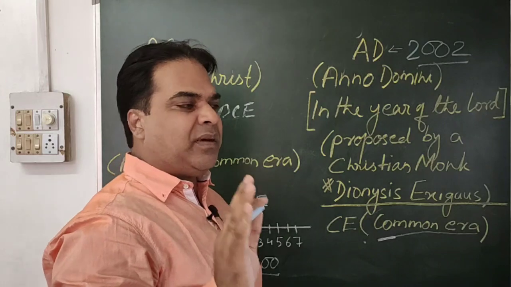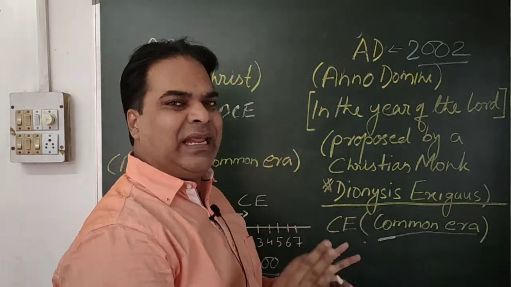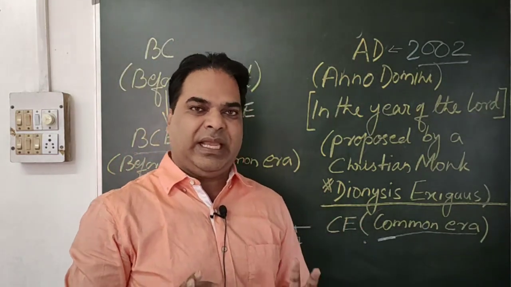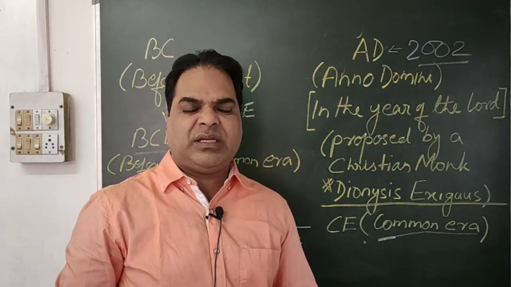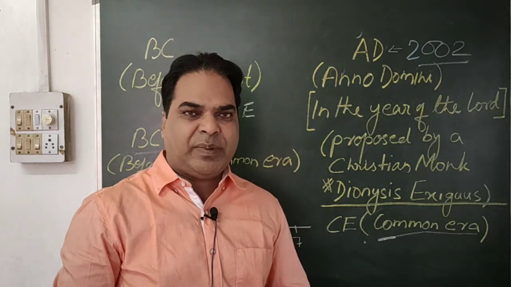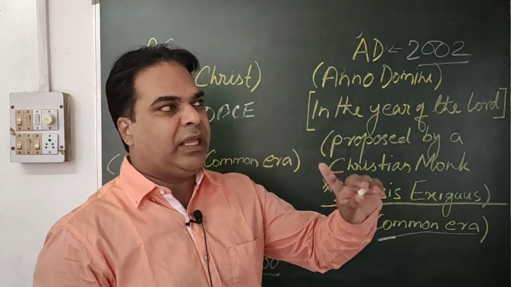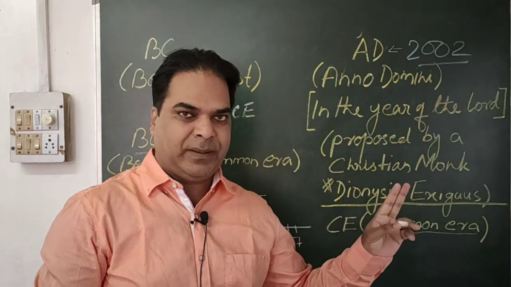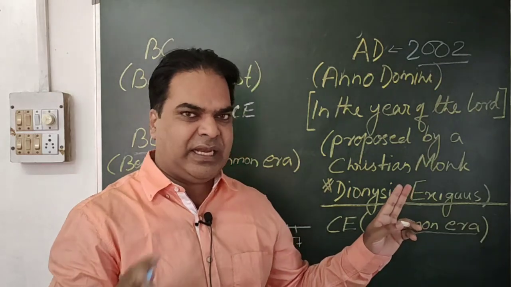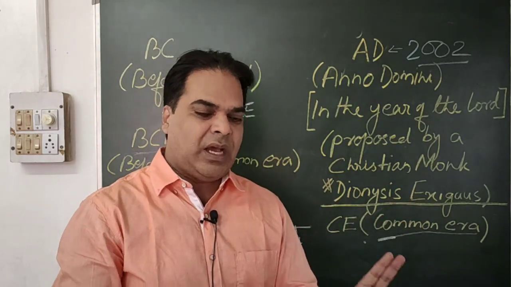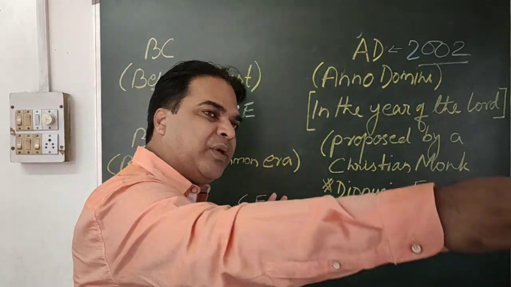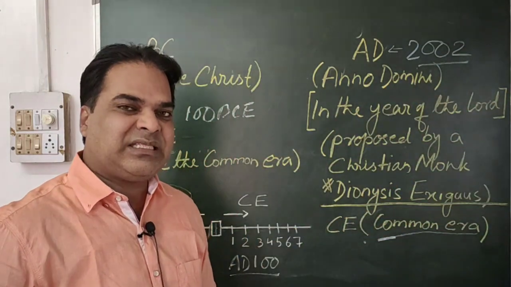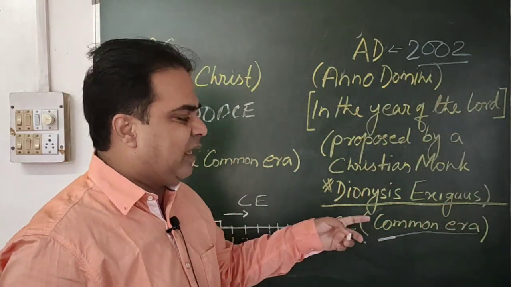And one more thing you must remember: if there is nothing mentioned like AD or CE, that means it is AD. Nowadays this AD and CE is not mentioned. Suppose you are born in the year 2002, right? So the BC is also not mentioned, AD is also not mentioned. So you must understand that this is AD. That means after the birth of Christ, the years which will flow, that is considered as AD or CE, common era.